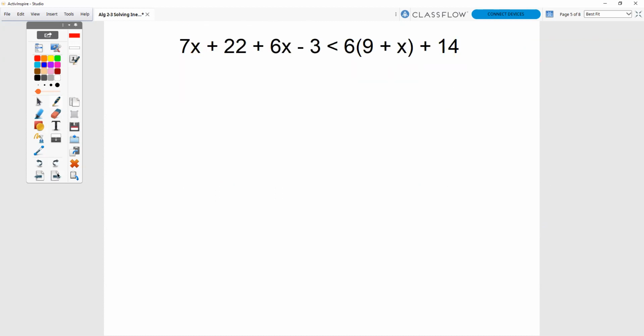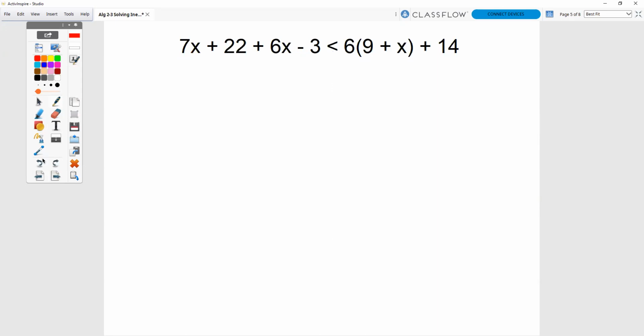A lot bigger question here. 7x plus 22 plus 6x minus 3. When I take a look at this question, I'm really looking at two different sides of the equation. I want to do some stuff to the left-hand side of the inequality to simplify it a little bit, and some stuff to the right-hand side to simplify it a little bit.